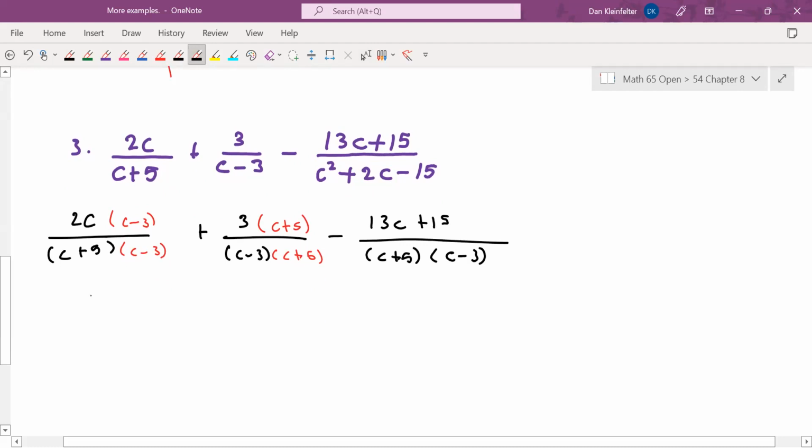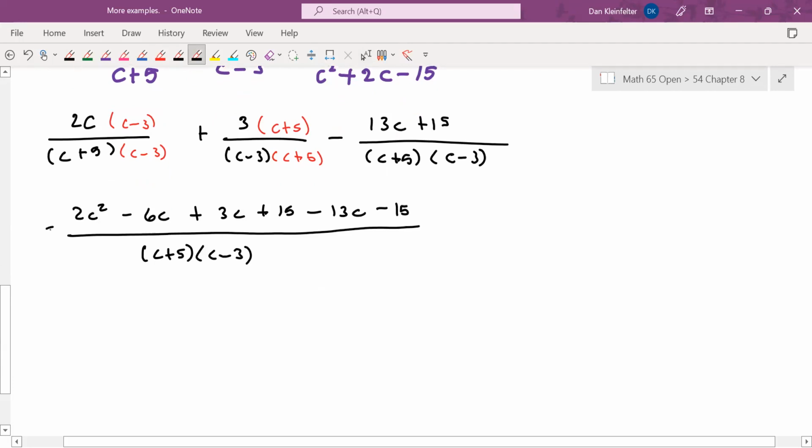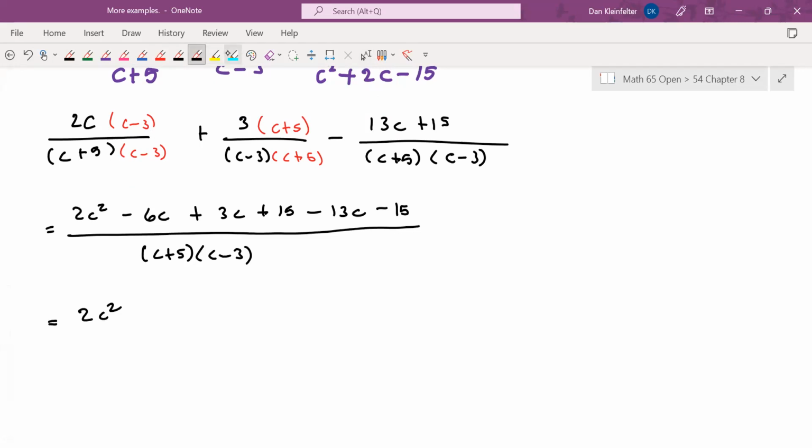Okay, so we will have 2c squared minus 6c, the first one. We'll have 3c plus 15 in the second one. And then minus 13c, be really careful here, negative 13c minus 15. Both terms in that numerator are getting subtracted, okay? So make sure that you don't have a plus 15 there in the back. All right, so then c plus 5, c minus 3. And then we should have 2c squared, and then all kinds of stuff.